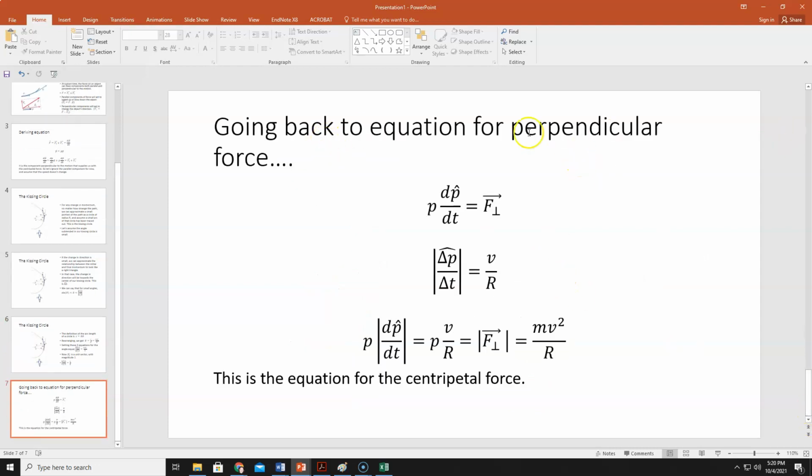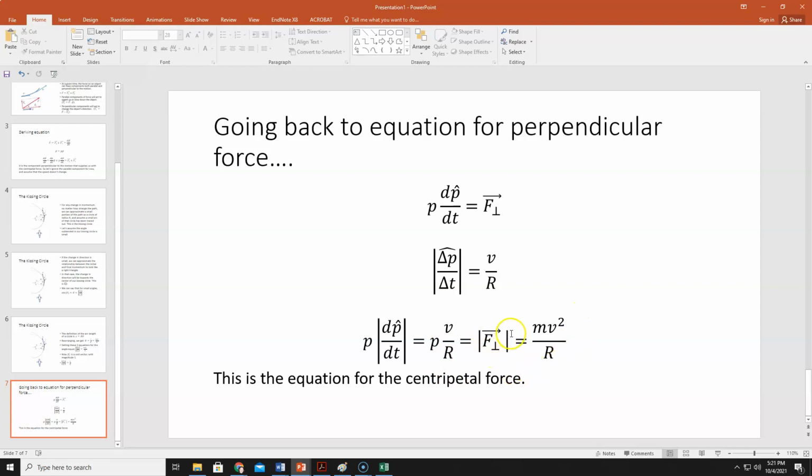So going back to our equation for our perpendicular force and our perpendicular force only, assuming constant speed, we have P times dp hat dt, and that's our F perpendicular, okay? Now, dp hat dt, if we say that it's for a little finite time element, then we could write that as delta p hat over delta t. But that's equal to v over r, right? So now all we have to do is multiply delta p hat over delta t, which is v over r, by p. So p dp hat dt would be p times v over r, which is mv times v over r, which is mv squared over r.